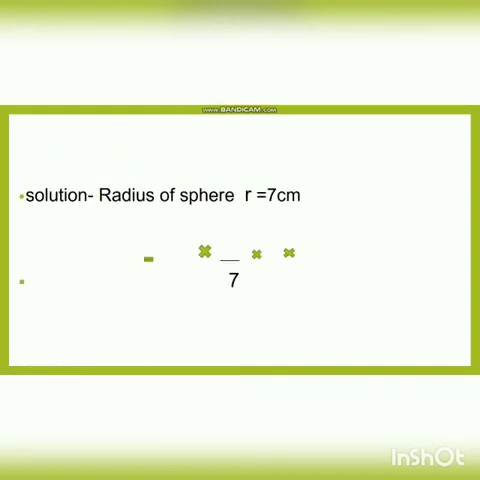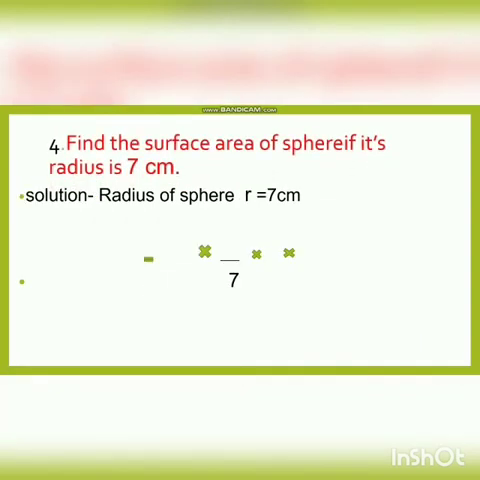Now see fourth example from the exercise 7.1. I read the example, listen carefully. Find the surface area of sphere if its radius is 7 centimeter. In this example, radius of sphere is given, which is 7 centimeter. So in the solution, write down first radius of sphere, small r is equal to 7 centimeter.